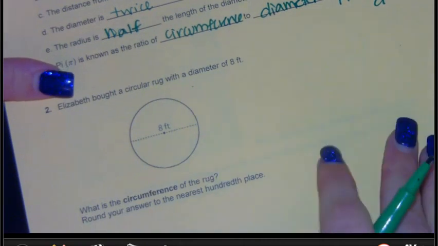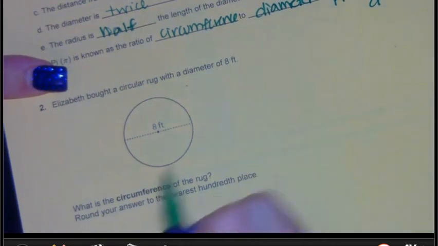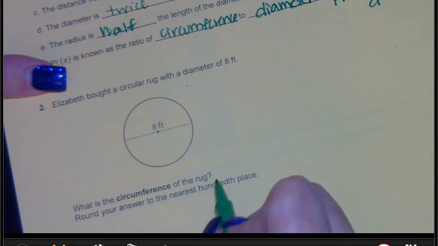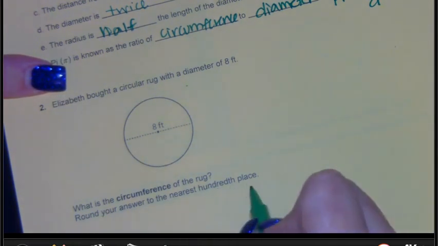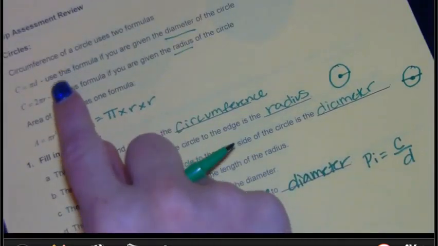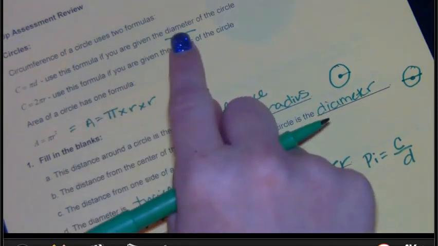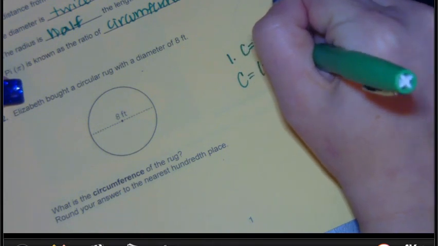All right, so Elizabeth bought a circular rug with a diameter of 8 feet. What is the circumference of the rug? Round your answer to the nearest hundredths place. Well, we learned up here that we've got two different formulas for circumference. I'm given the diameter, so I'm going to use pi d. So first step, write my formula. C equals pi d. I'm given the diameter, so I already know that. I'm going to change pi into 3.14 times the diameter of 8, which is step 2, to plug in. And step 3 is to solve.